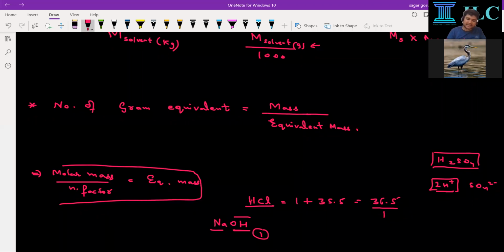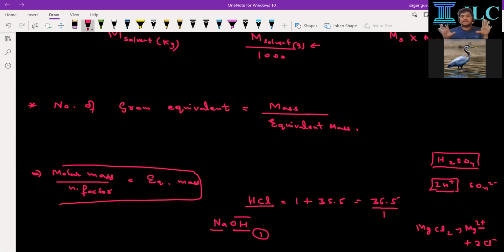So the n factor you can easily find out just by looking at that particular substance. HCl gives you 1 H. If I say MgCl2, when it is broken down, it will give you 2 Cl. Automatically you can find out the n factor. When it is broken down, you will get Mg2 plus, with charge 2 plus, and it will give you 2 Cl minus. So what is the n factor of MgCl2? It is Mg2 plus and 2 Cl minus.